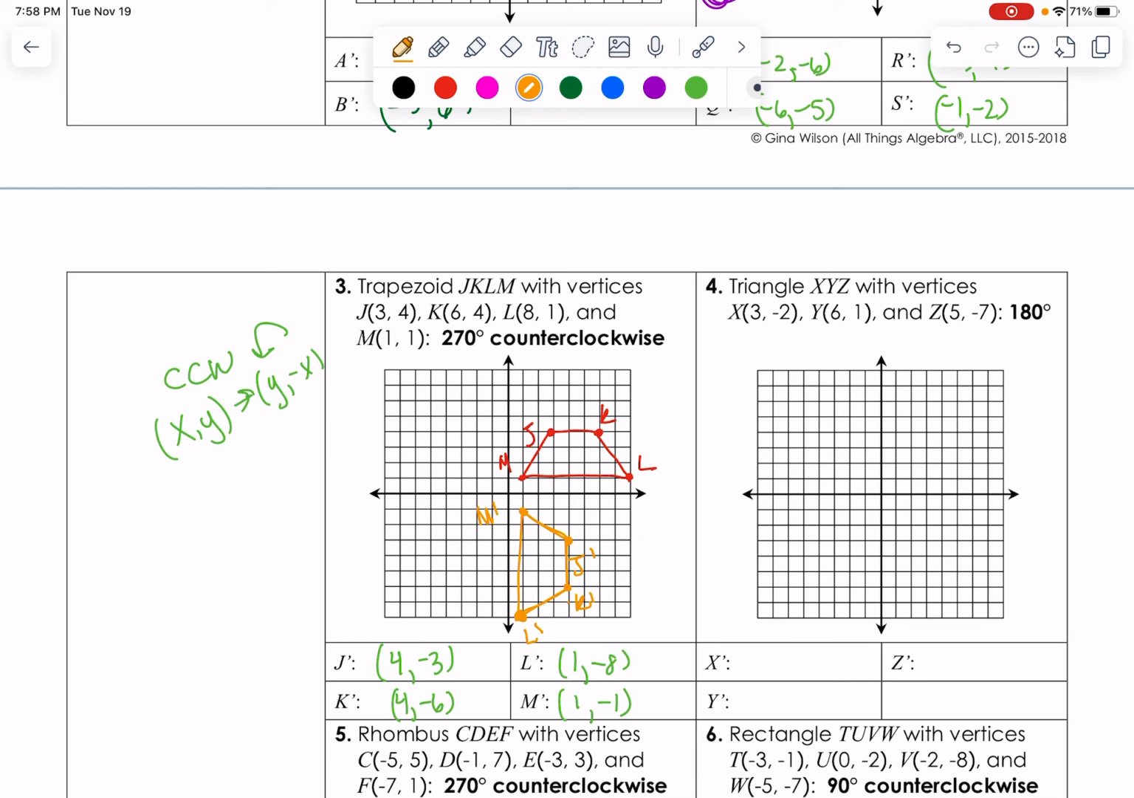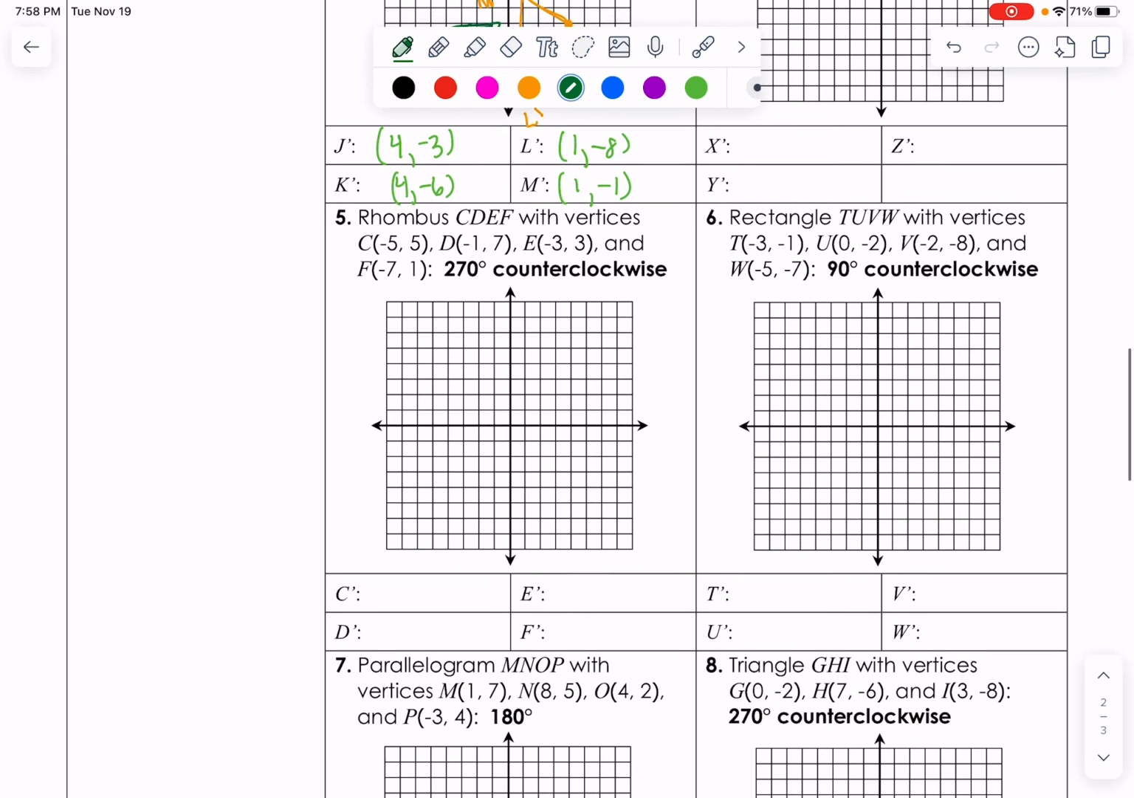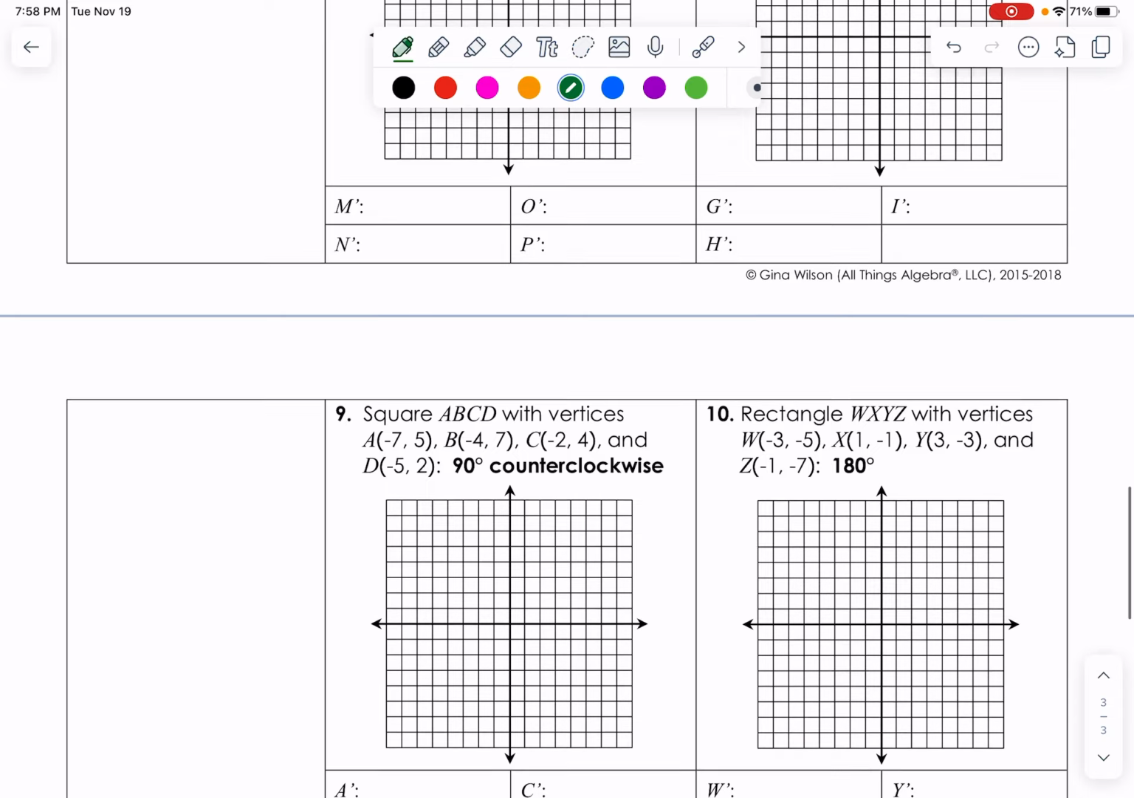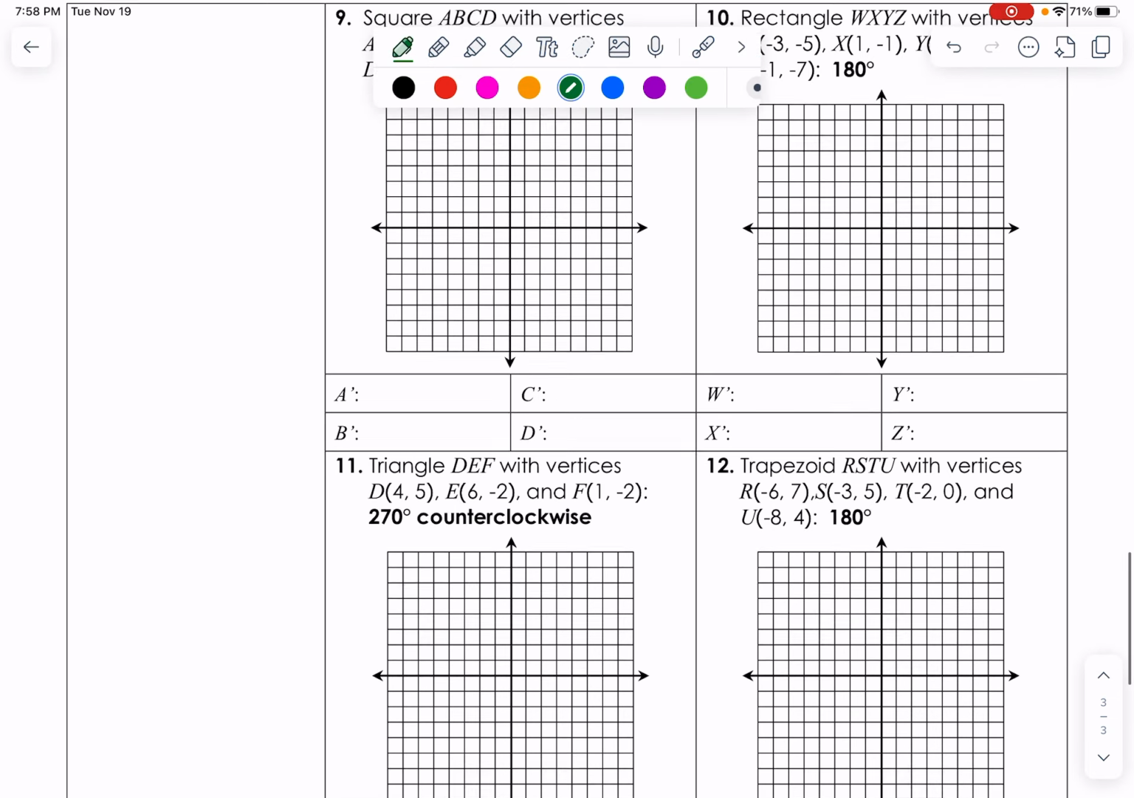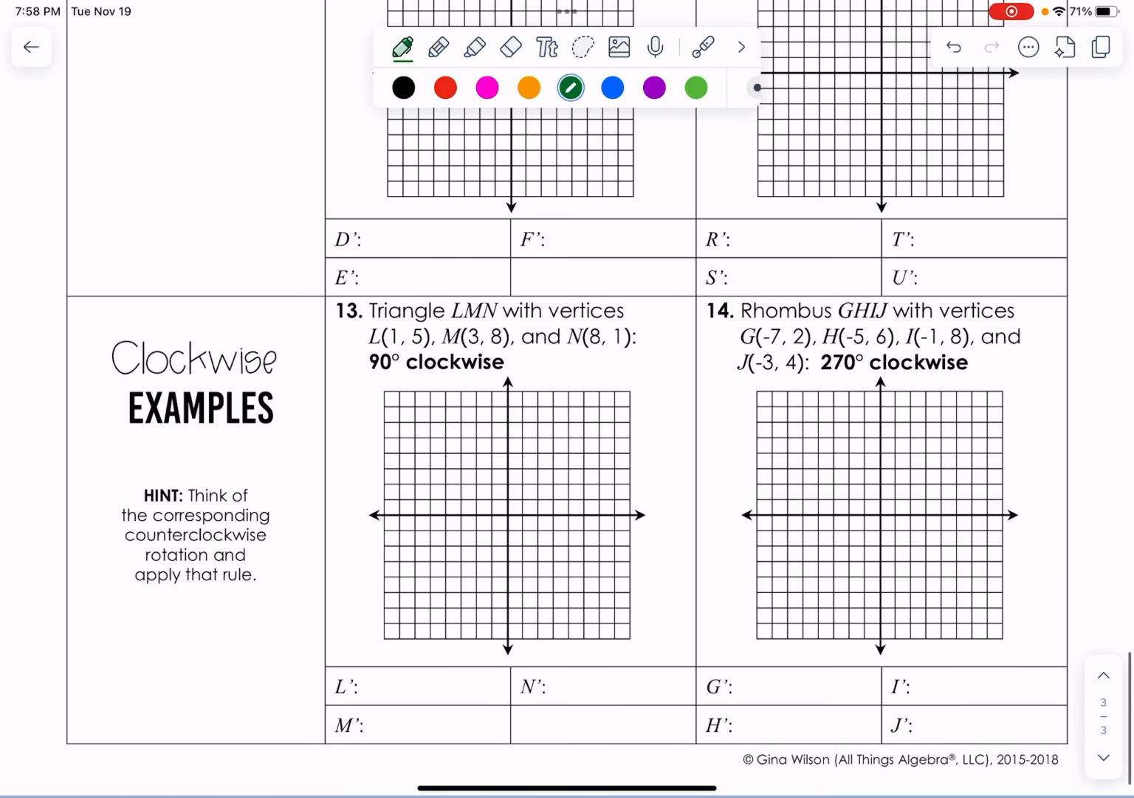So you can see that if I were to rotate that, I'm just going to sketch these in rough. The first rotation would look like this. The second rotation would look like this. And the third rotation is where we end up. So you can finish those rotations for the degrees and the direction that we've given. These last two are the clockwise rotations.